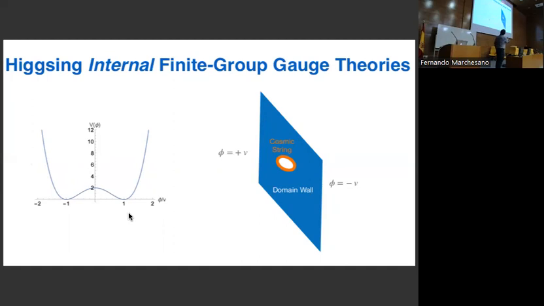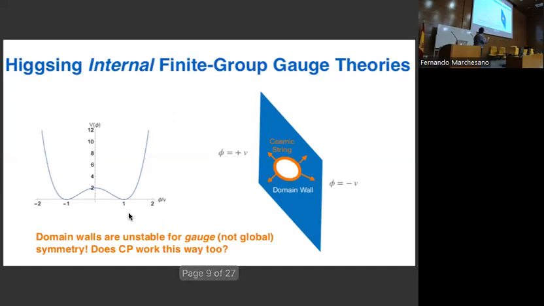And you can nucleate such a vortex in your domain wall. It will expand and eat up the domain wall and destroy it. Okay, so at least in principle, these are unstable. In practice, you have to ask how quickly this happens in the early universe and whether there's still a cosmological problem.